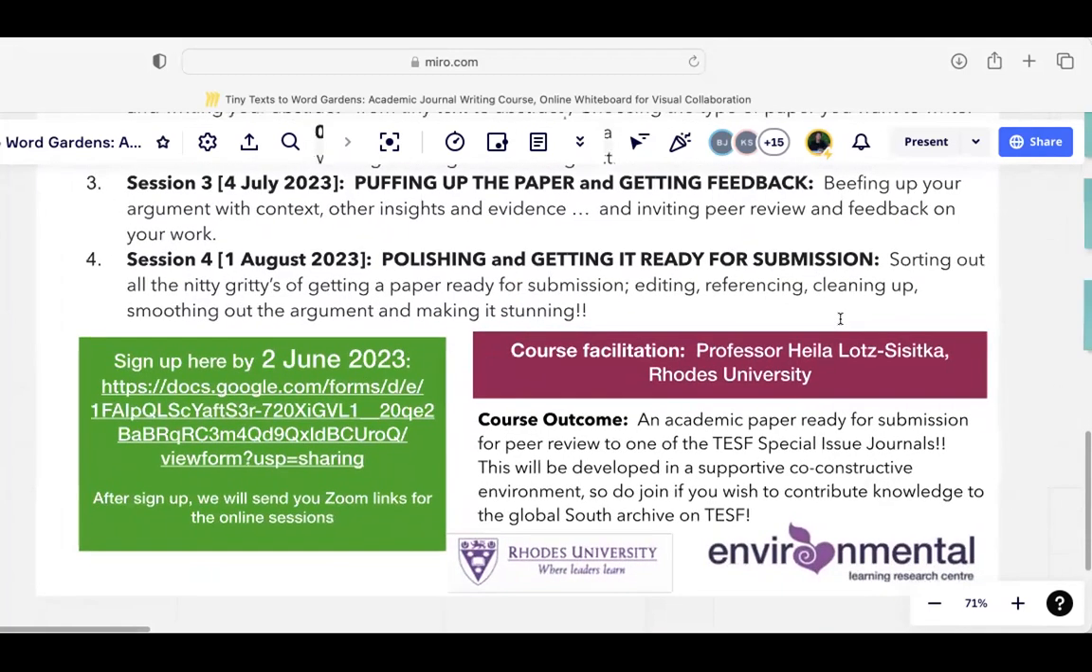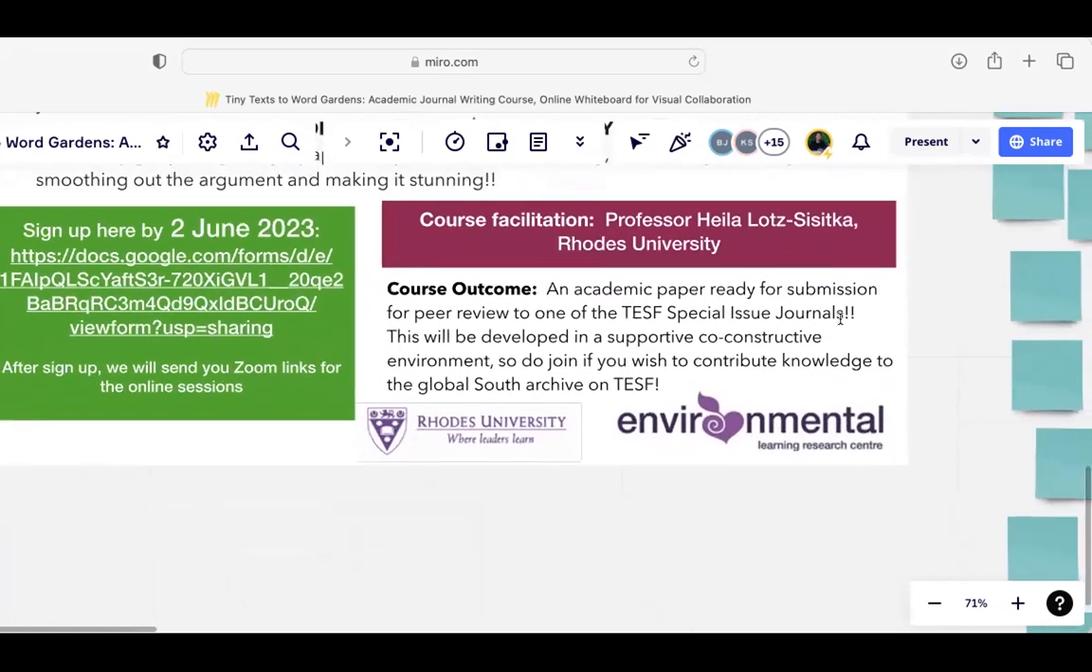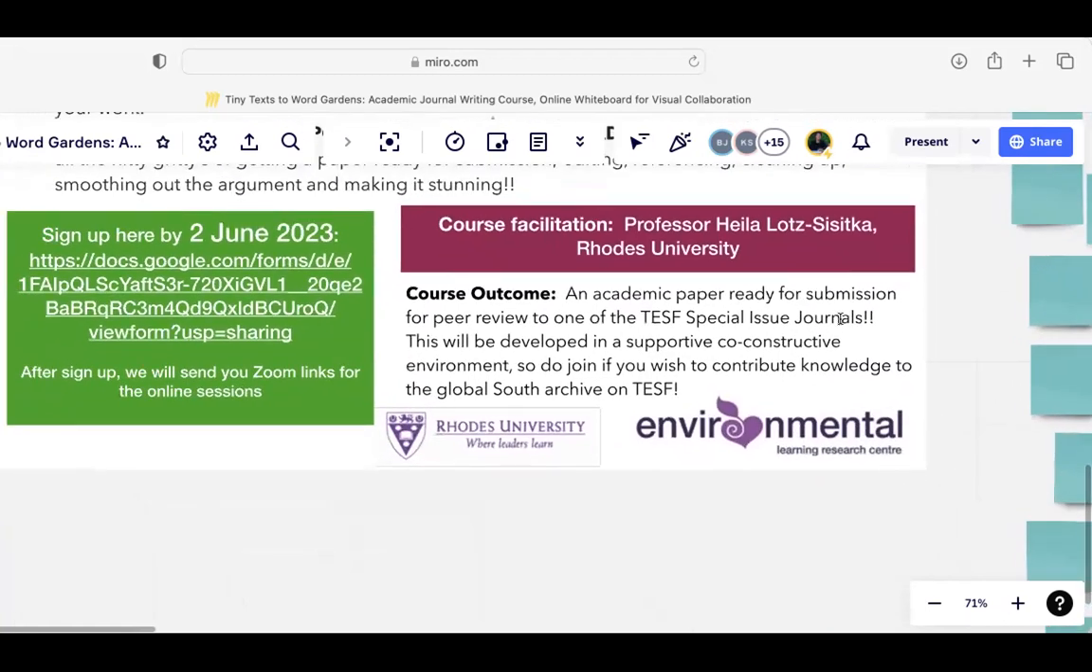Okay, so the outcome of our course is going to be an academic paper ready for submission for peer review to one of our TESF special issue journals. We'll talk about those a bit later. Or you can also submit it to another journal. It doesn't have to be one of the TESF special issue journals.